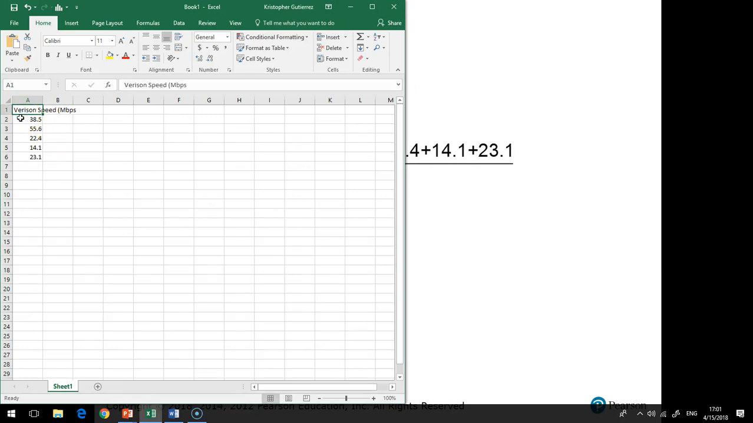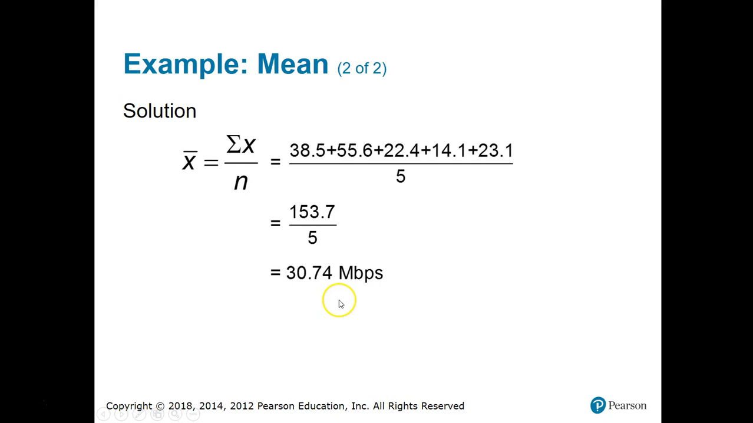So here you see I have the Verizon speeds in megabits per second. I should close off that parenthesis there. And we got 1, 2, 3, 4, 5. So I can say, what is the sum of everything here, so all of those, divided by 5. And there we go. It gives us the mean of 30.74 megabits per second, which is what we have here.